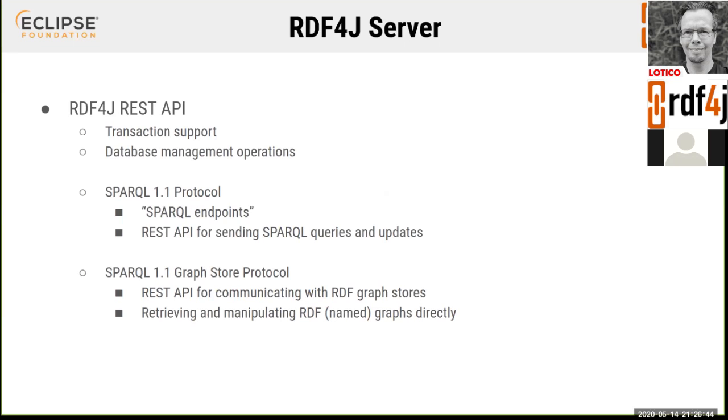Well, it is an extension of something known as the SPARQL 1.1 protocol. The SPARQL 1.1 protocol is a W3C recommendation. It's basically the thing that people mean when they talk about SPARQL endpoints. It is a REST API for sending SPARQL queries and updates and receiving results of that. Why am I calling the RDF4J REST API an extension of that?